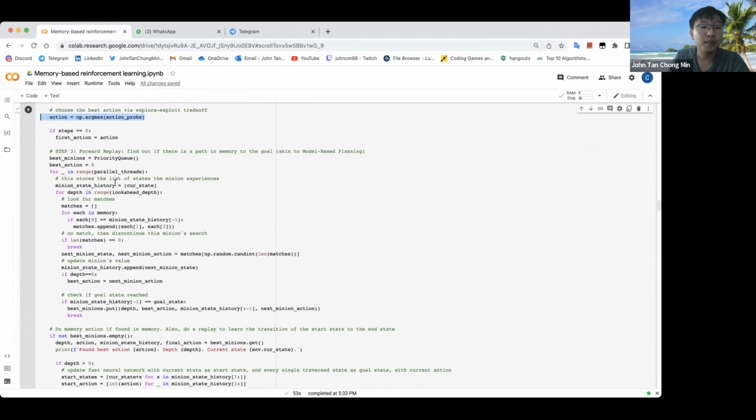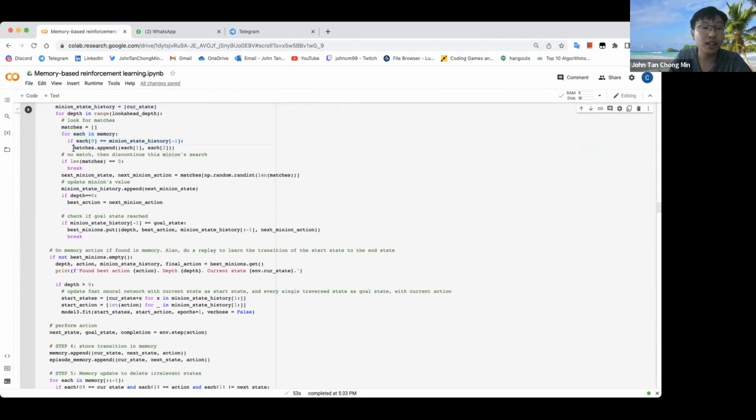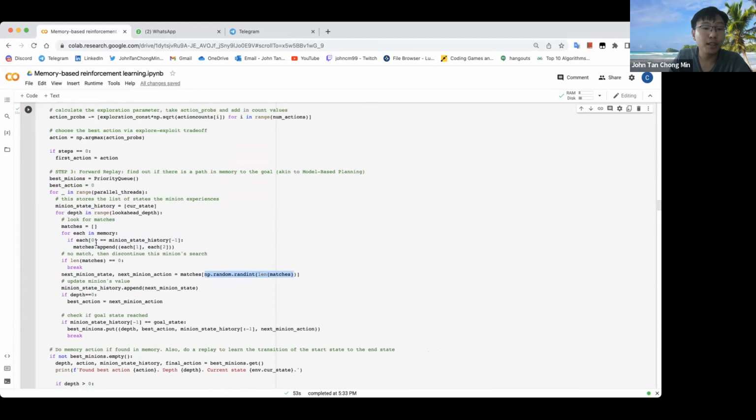Next we do the forward replay. This is basically the slow memory retrieval method. We have our minions in a priority queue. I do 100 parallel threads here. I start with the current state as my state, and I search in memory whether there's a match for this state. If there's a match, I append it to matches. If there is more than one match, I randomly choose one of them as my next state. Then I keep repeating this.